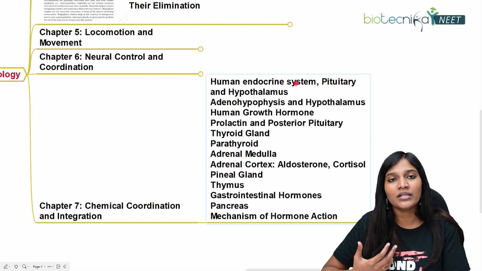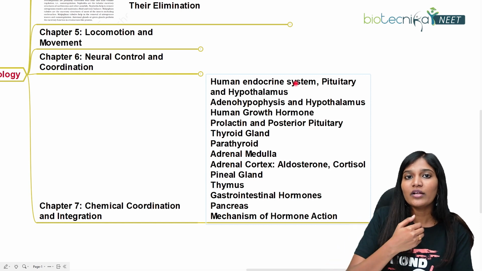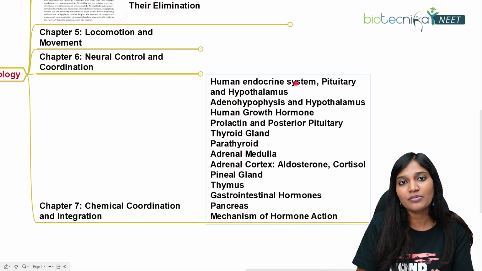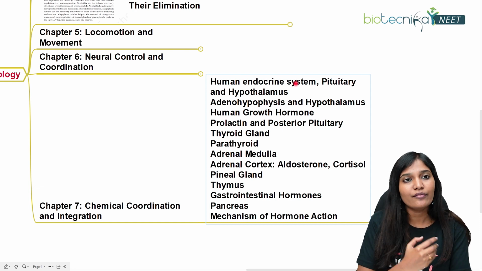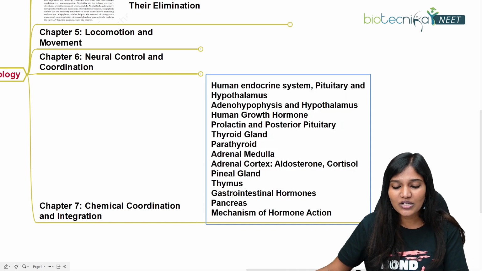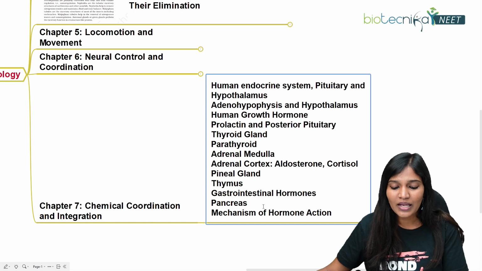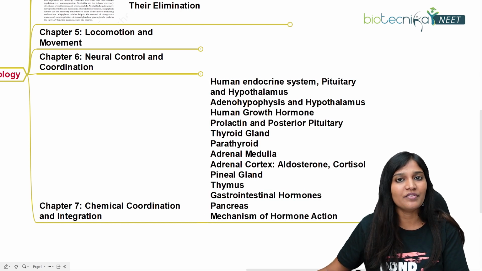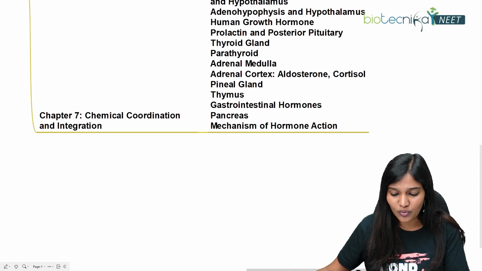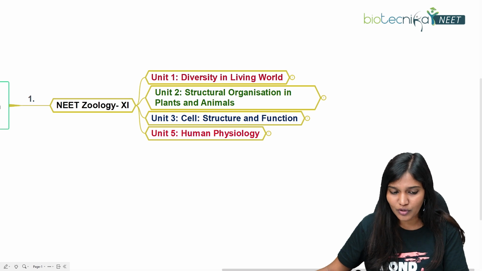What is the thyroid? What are the hormones secreted by the thyroid? What is the parathyroid? You have to remember whether parathyroid increases or decreases the calcium level. Adrenal medulla, adrenal cortex, adrenal glands, and then thymus and GI hormones. These GI hormone questions you can expect in digestion and absorption also. Next, pancreas, and most important, the mechanism of hormone action. This is very, very important for your examination. So if you target a lot on human physiology, it's very easy for you to concentrate.